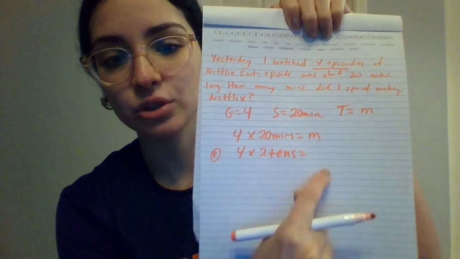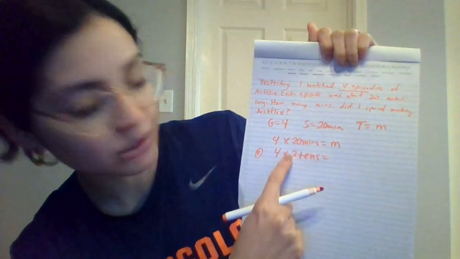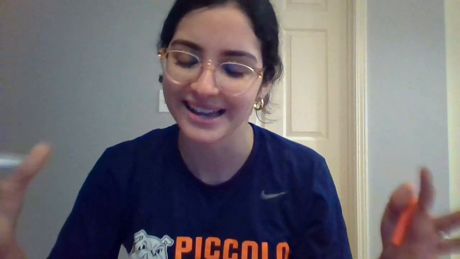So 4 times 2 tens. So I know that 4 times 2 is 8. And we have our tens. So our total is 8 tens. And since we're so brilliant again, I already know that 8 tens is 80. So I spent a total of 80 minutes yesterday watching Netflix. So I need to spend some more time doing other things this week. It can be a personal goal for myself of doing different things or different activities. Maybe it can be a personal goal for you too.